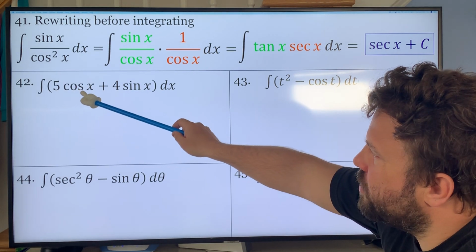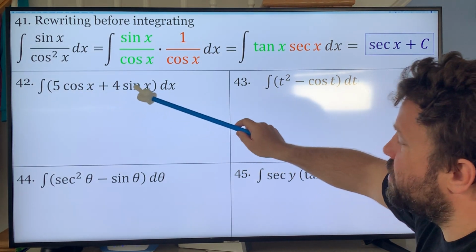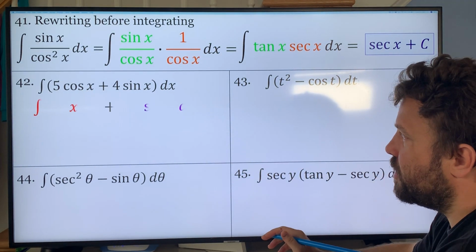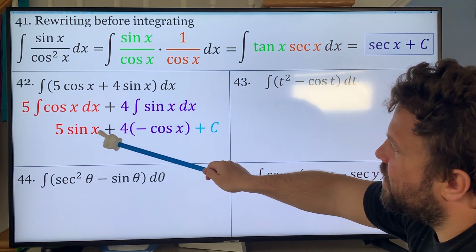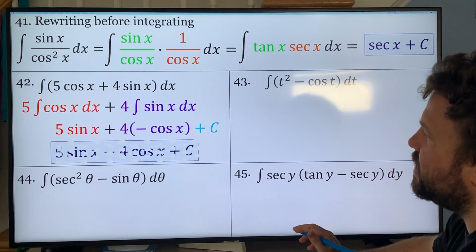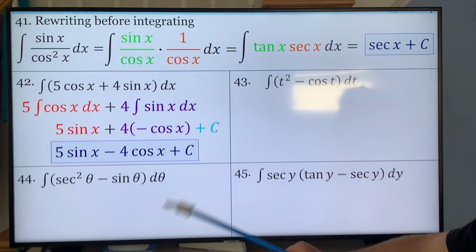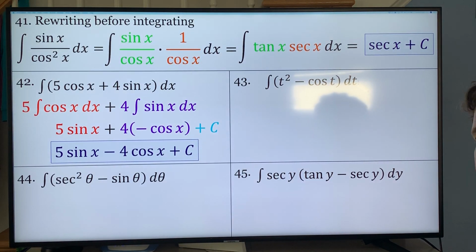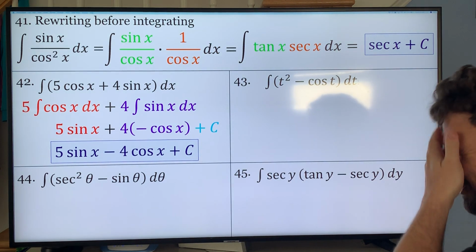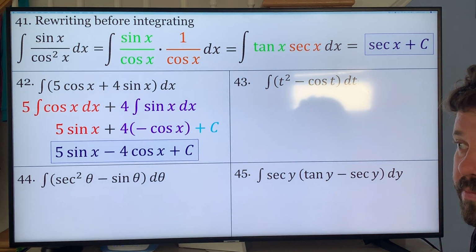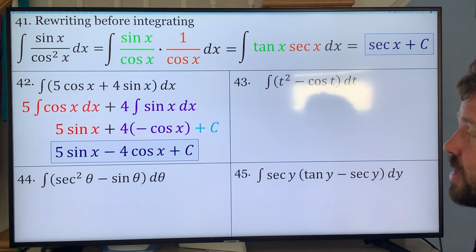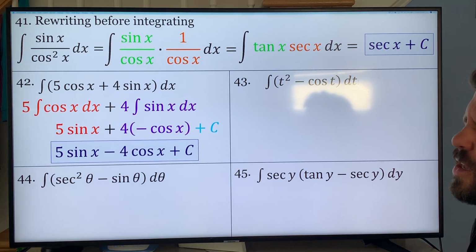We know the derivative of cosine is positive sine. We know the derivative of sine is negative cosine. Whoops. So 5 times sine x plus 4 times negative cosine x plus c. 5 sine x minus 4 cosine x plus c. Okay. Go back to the original page where I showed you all the original integrals of tangential functions, right? Not tangential. Trigonometric.